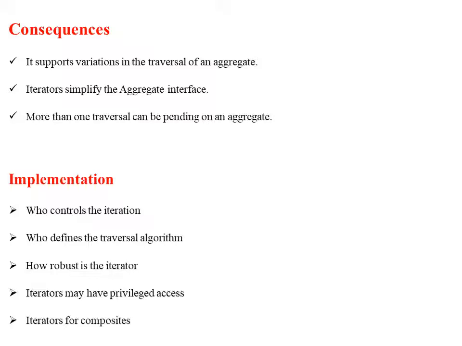The next one is that more than one traversal can be pending on an aggregate. Here an iterator keeps track of its own traversal state. I already told you that the iterator's state can be stored. It doesn't expose the internal state; it stores and restores the internal state wherever we need. So this is the main advantage of the iterator pattern. It owns the traversal state, therefore you can have more than one traversal in progress at once.